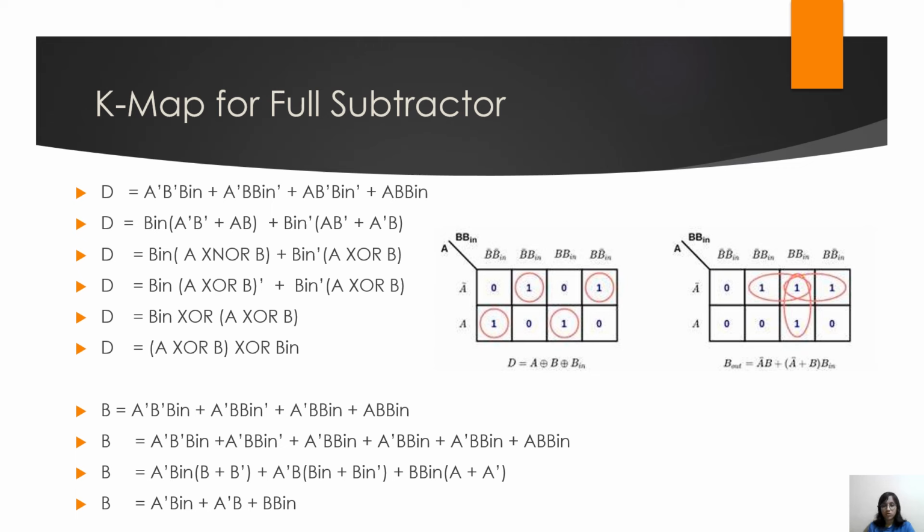Now coming to the borrow, the K-map implementation is as shown. Now for the equations, borrow is equal to A bar B bar Bin plus A bar B Bin bar plus A bar B Bin plus AB Bin. In the next step, we can write it as borrow equals A bar B bar Bin plus A bar B Bin bar plus A bar B Bin plus A bar B Bin plus A bar B Bin plus A bar B Bin. And finally, we get the borrow equation as A bar Bin plus A bar B plus B Bin.